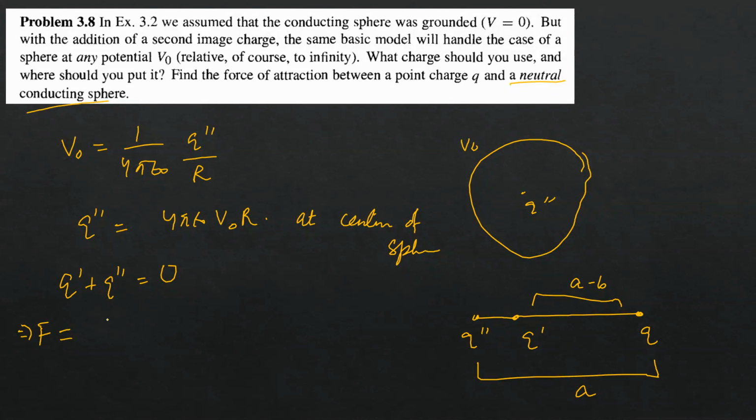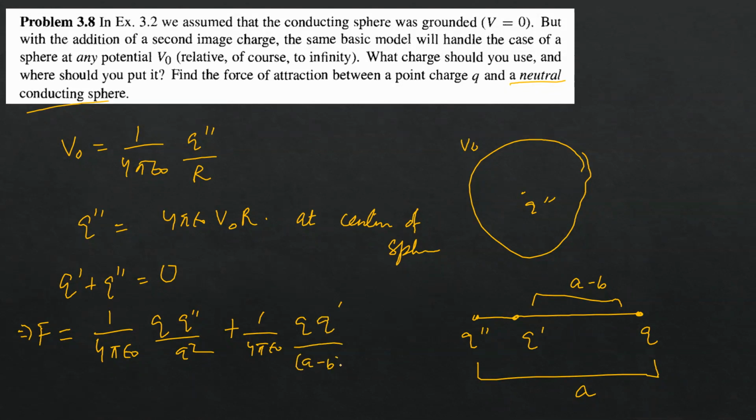Now the force of attraction between a point charge q and a neutral conducting sphere. So the force of attraction is 1 by 4 pi epsilon naught q into q double dash by a square, plus 1 by 4 pi epsilon naught q into q dash by a minus b whole square. Is that all right?